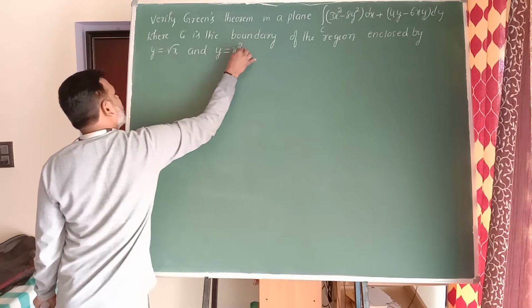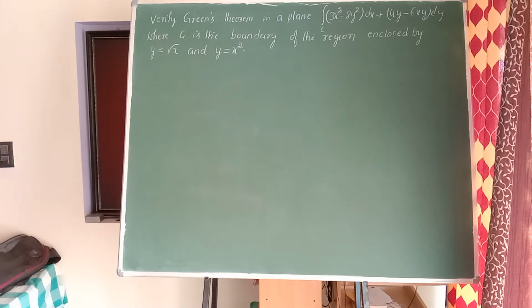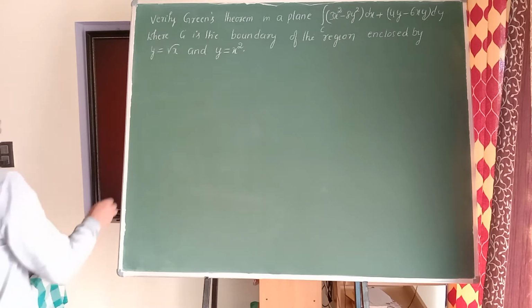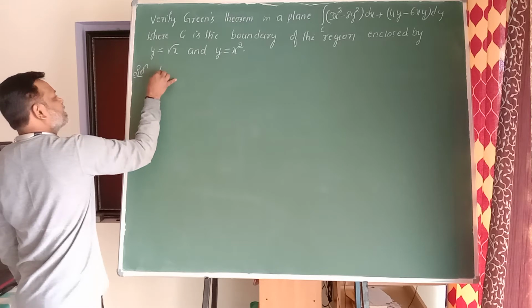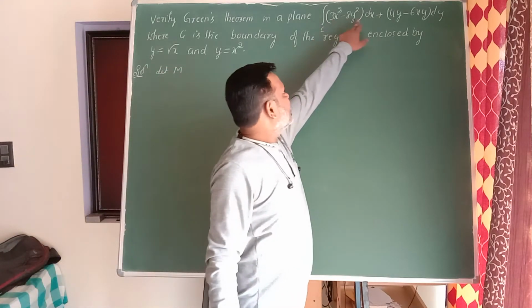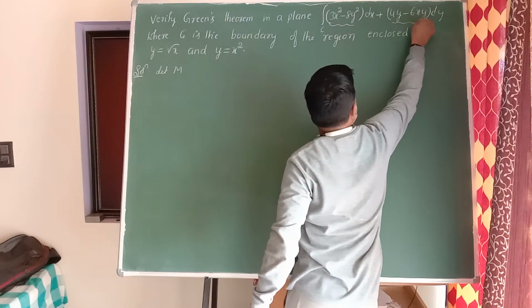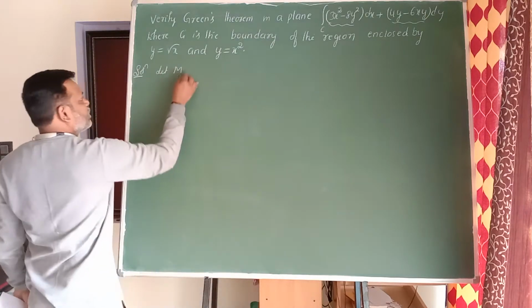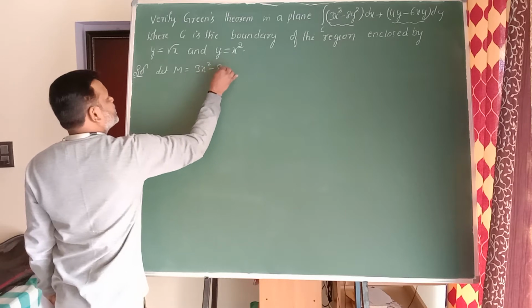Okay, now to verify Green's theorem by using the given data, what to do here? First, let us identify m and n. Solution. Have a look at this. So let m be equal to, compare this like this: this is m dx plus n dy, where m is equal to 3x square minus 8y square.